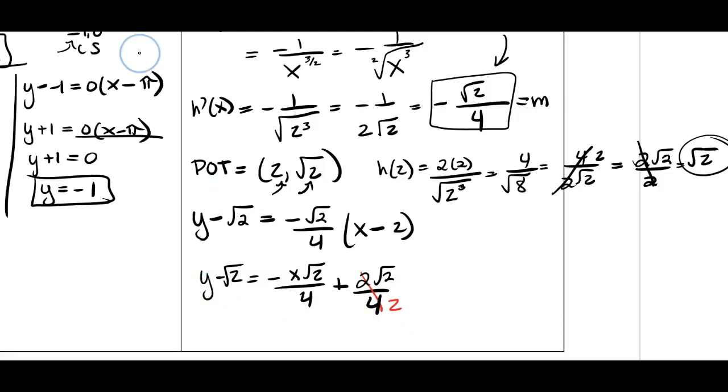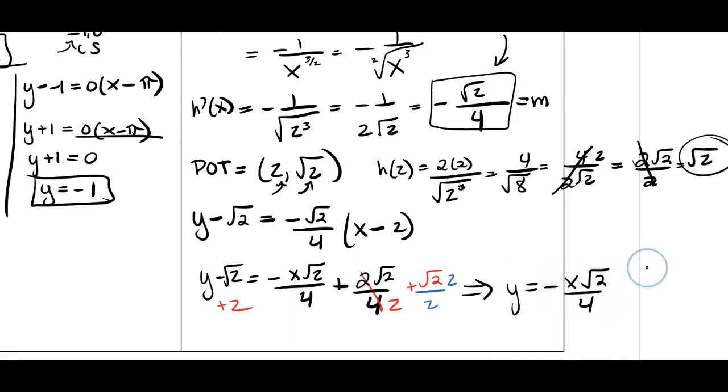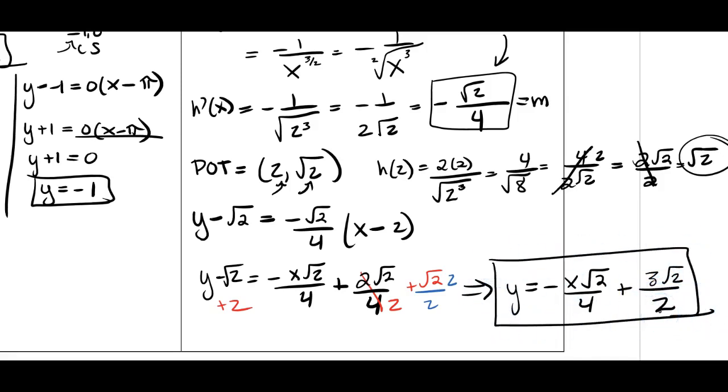And then I need to add that radical 2 to each side. And when I add that radical 2, I need it to be over 2, so multiply top and bottom times 2. And get y equals negative x radical 2 over 4 plus radical 2 over 2 plus radical 2, which is 3 radical 2 over 2. And that's my final answer. Things just generally get a little bit uglier when we're dealing with radicals. And we'll move on to the next page.